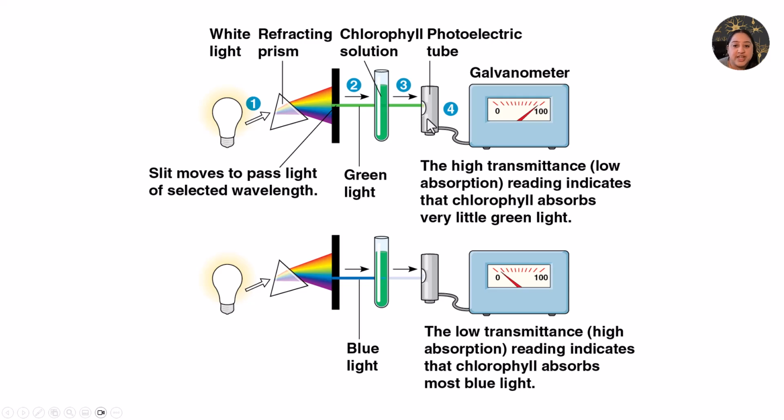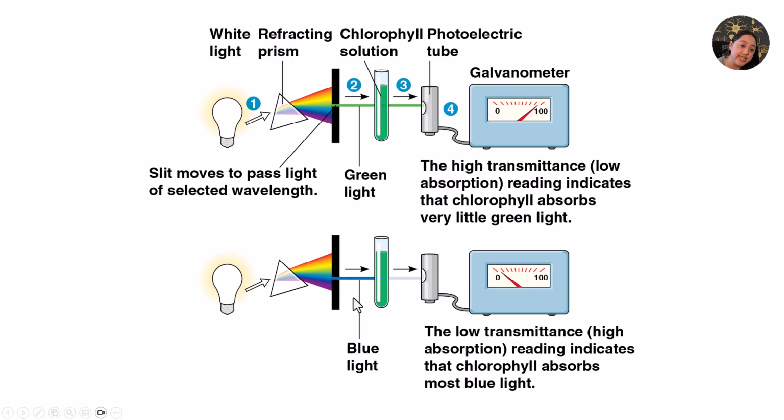The transmittance means how much light is able to shine through. If a lot is able to shine through, then that means not a lot is getting absorbed by this pigment. So in this case, chlorophyll absorbs very little green light, which makes sense because it's green. We already know as a fact it's not going to absorb green. It reflects and transmits green. So it's going to be really low absorption, high transmittance. It's letting a lot through, and not a lot's getting absorbed.